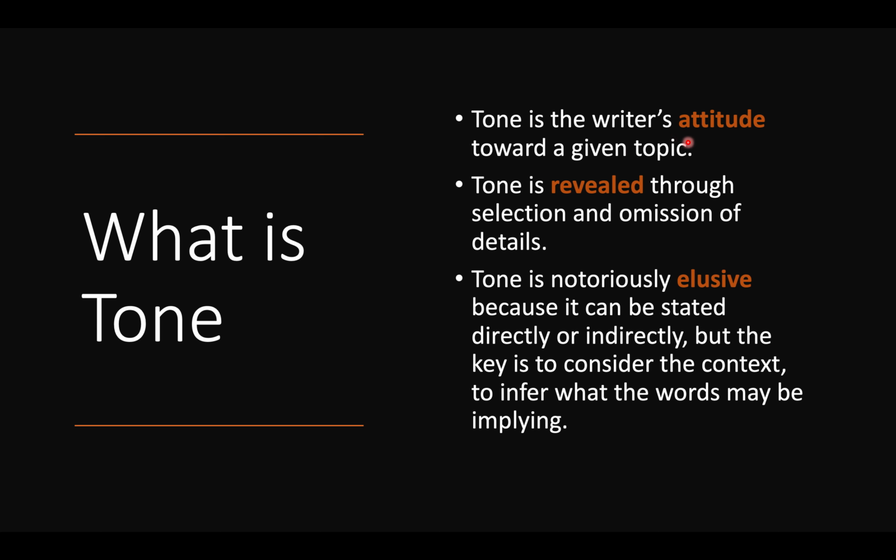Unlike mood, which is the atmosphere created by the writing, often the reader's reaction to the writing, tone is what the writer intended to mean. And this tone is revealed by a selection and an omission of details, meaning the things that are there are implicative of a tone. But the things that are not there, the things that could have been there, that word instead of another word, that also implies tone. So you have to pay attention to both because tone is notoriously elusive.